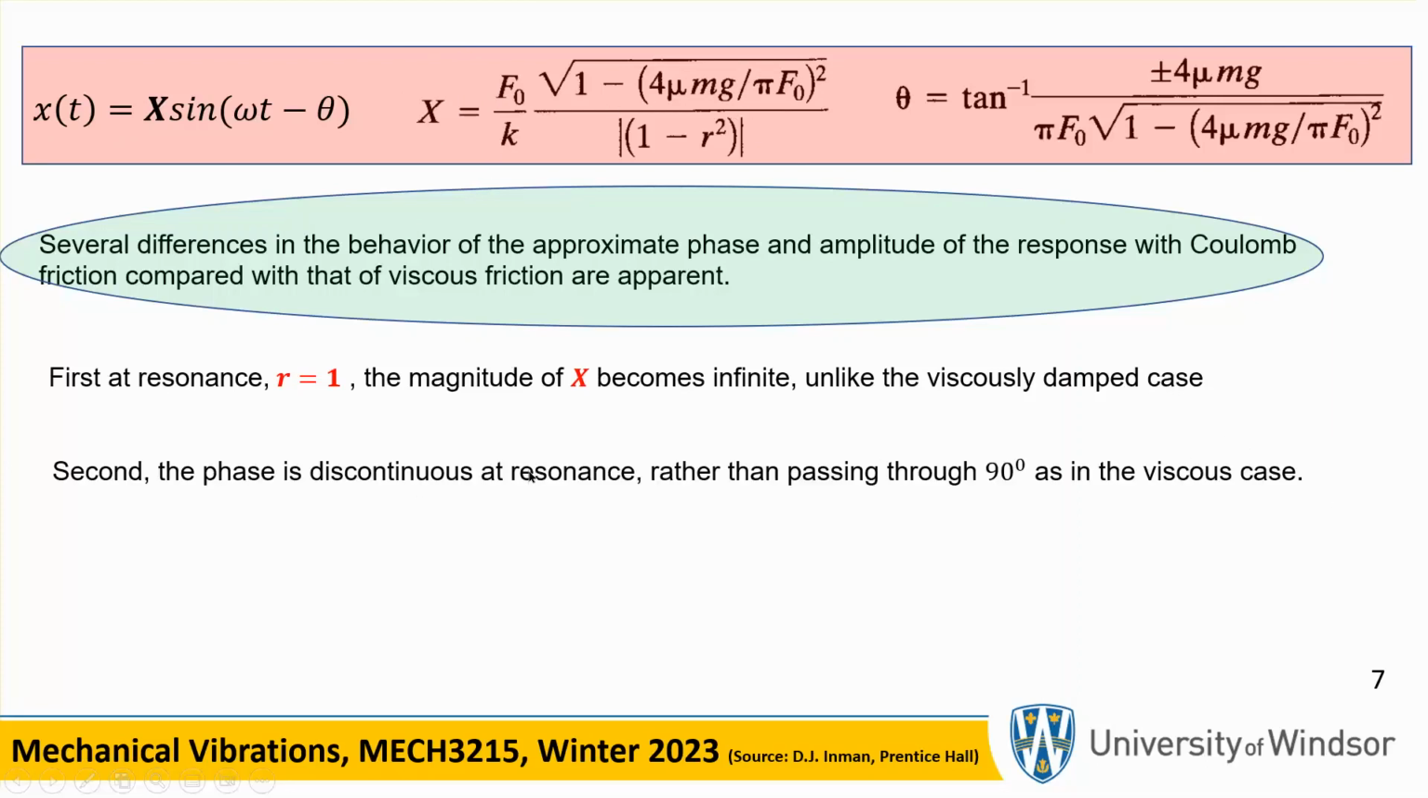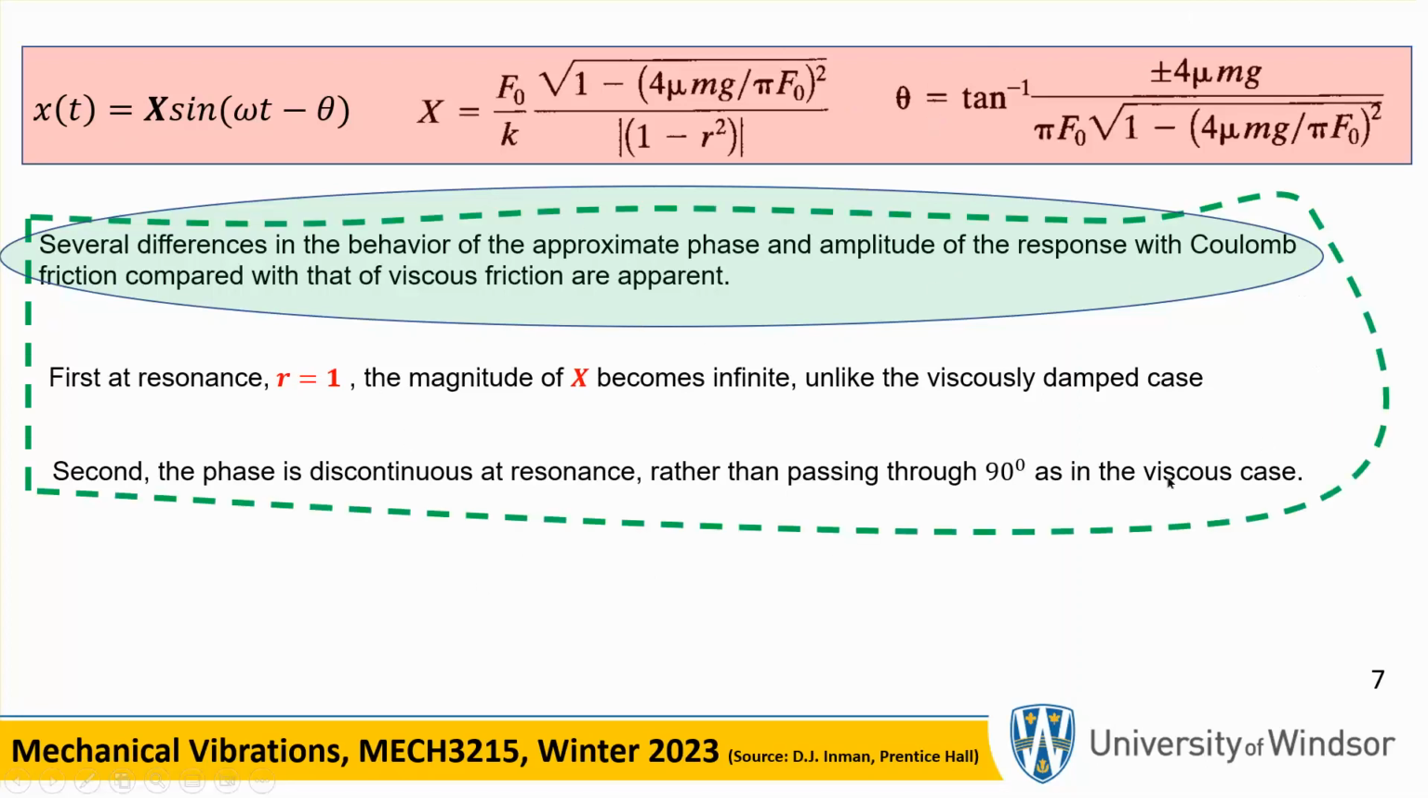Also, there is a discontinuity in the phase angle. In other words, see plus or minus. See that plus or minus? We never had a plus or minus type thing before. If you look at the phase difference plot for viscous damping, it started at the bottom, it went to 90 degrees, and turned around, and it went to pi. So that does not happen. There's a discontinuity in the phase angle. Okay, so these are the main differences.